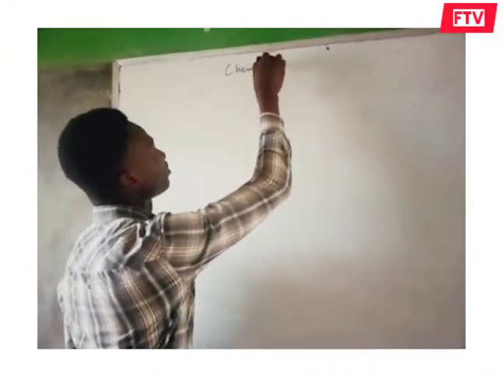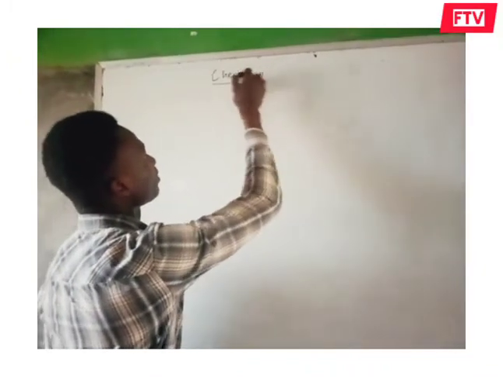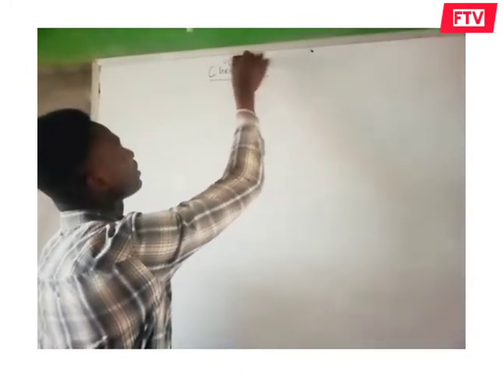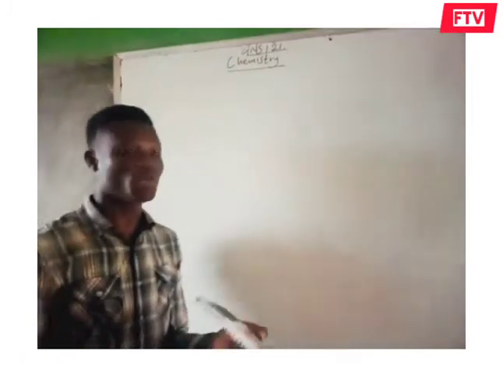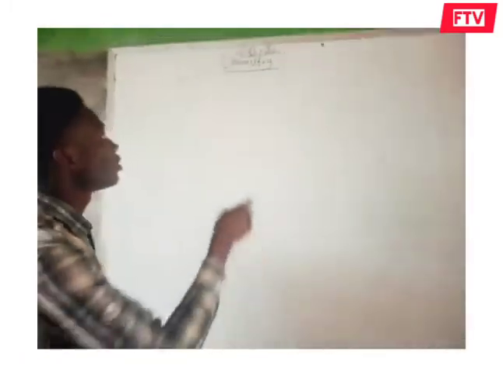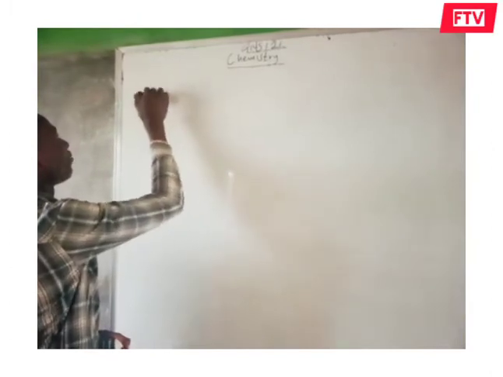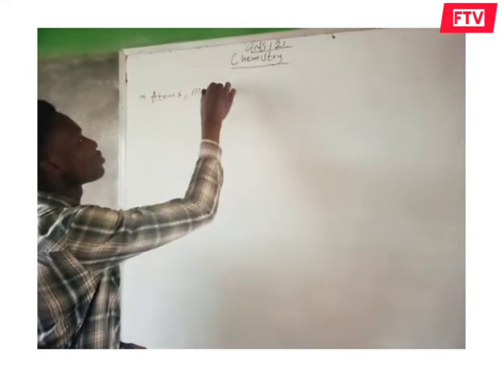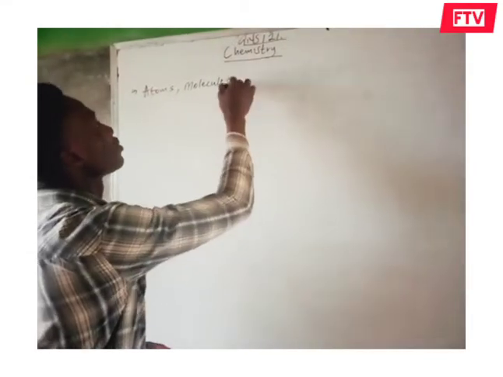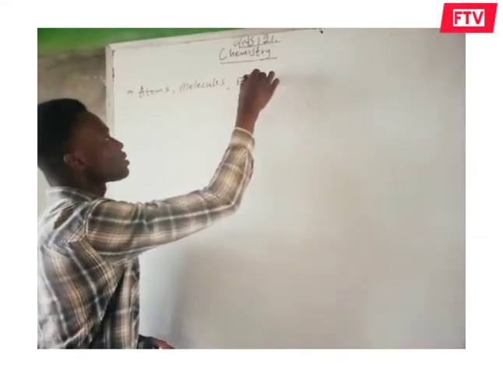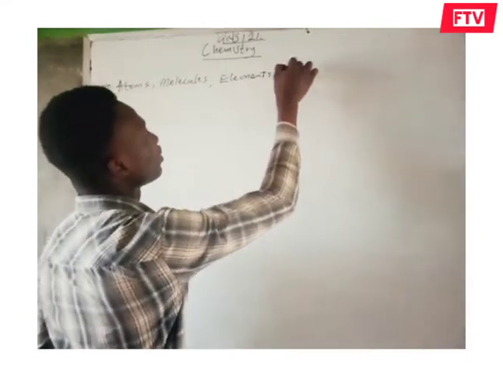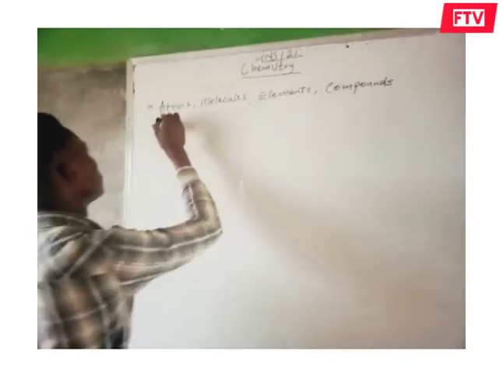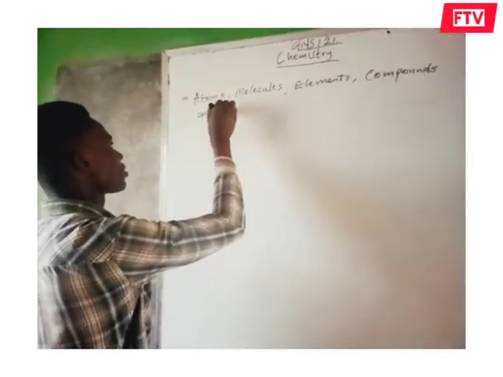Last time we talked about the physics aspect. Now, for GNS121, under this chemistry aspect we're going to look at some basic terms in chemistry. The first one is going to be atoms. We'll define atoms, molecules, elements, compounds, and mixtures.